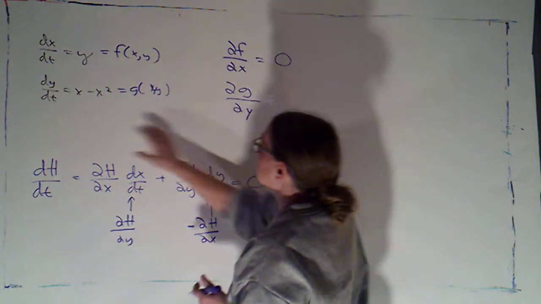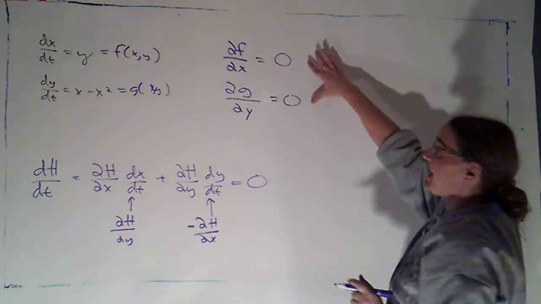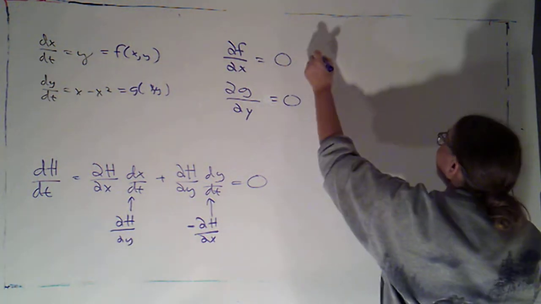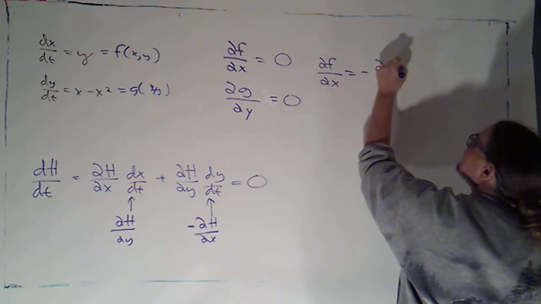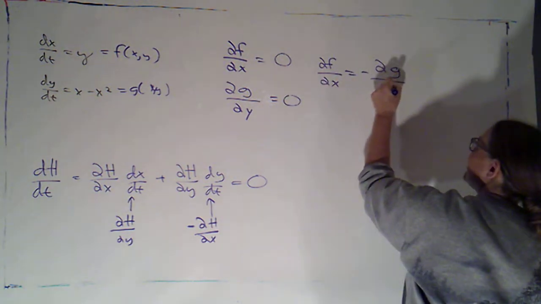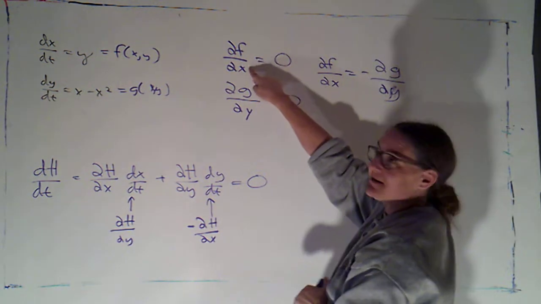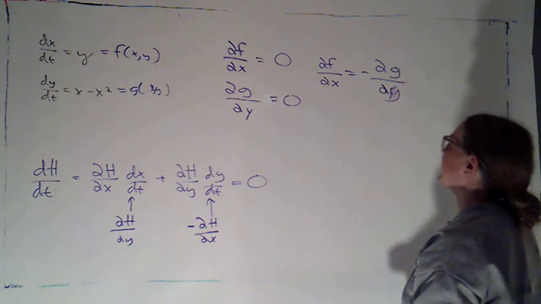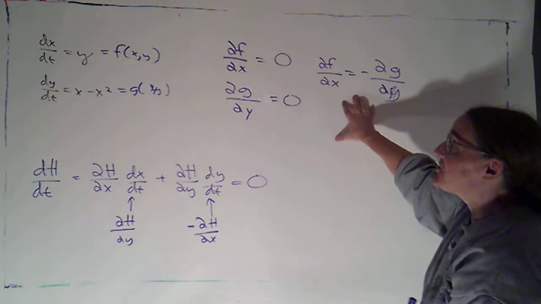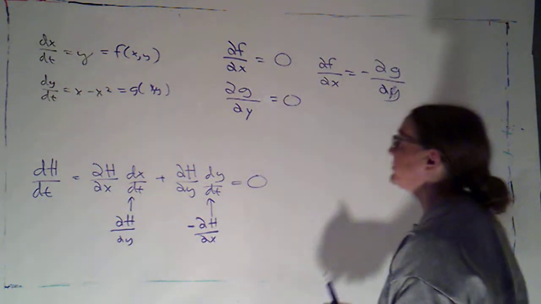Okay. Now, when I take the partial with respect to y, I just get 0. Now, in this case, these guys are the same. In general, what I'm looking for is that the partial of f with respect to x is the opposite of the partial of g with respect to y. That's because this is a mixed partial. This is the opposite of a mixed partial of h if it's Hamiltonian. Okay. But that is certainly satisfied, so this is in fact Hamiltonian.